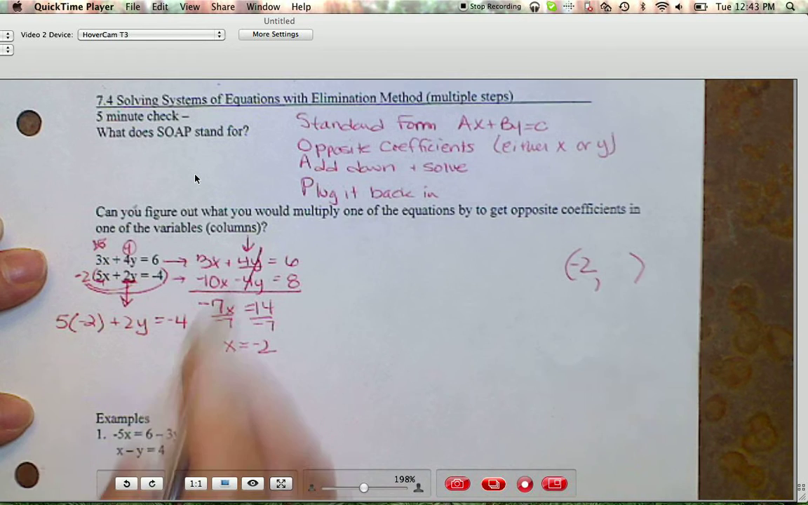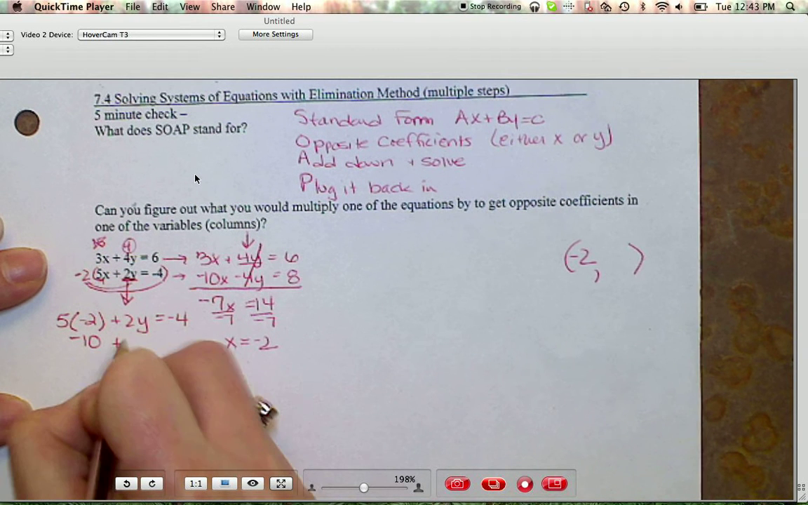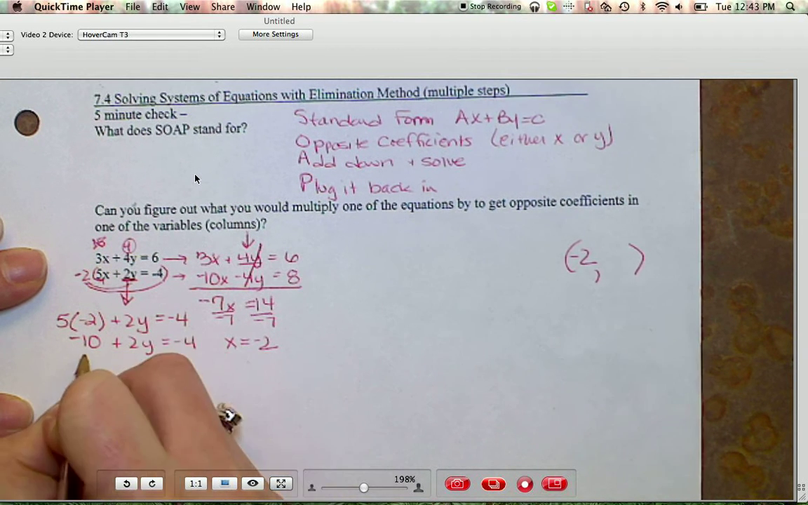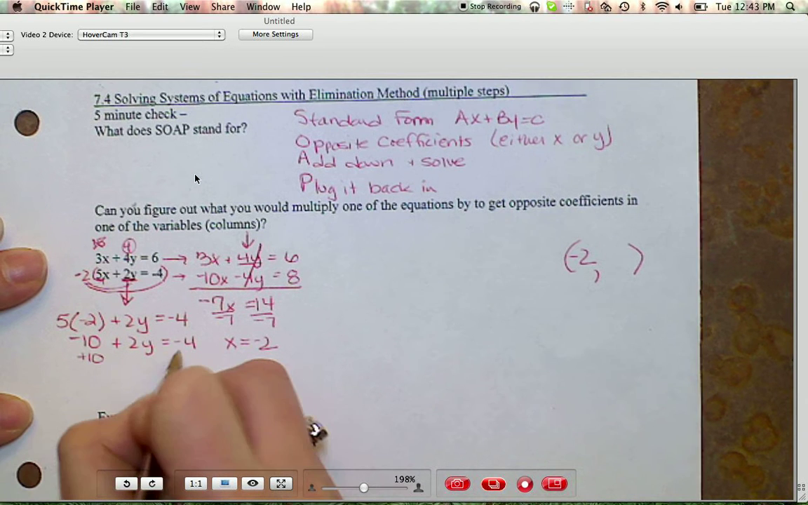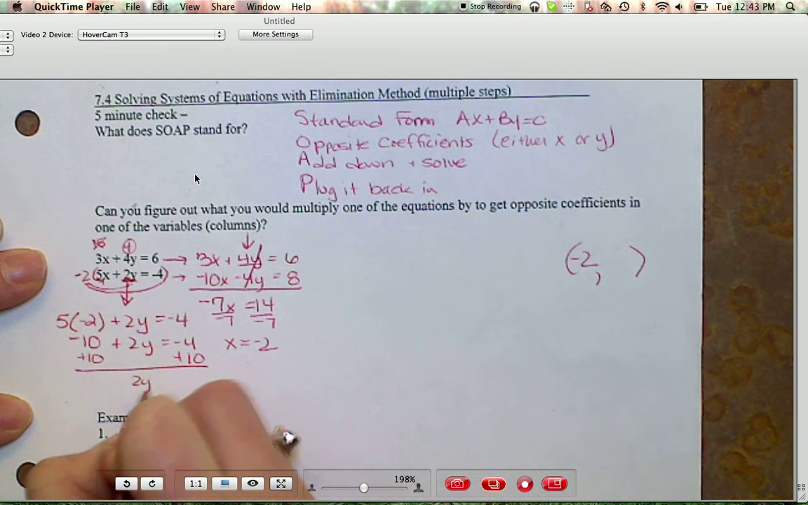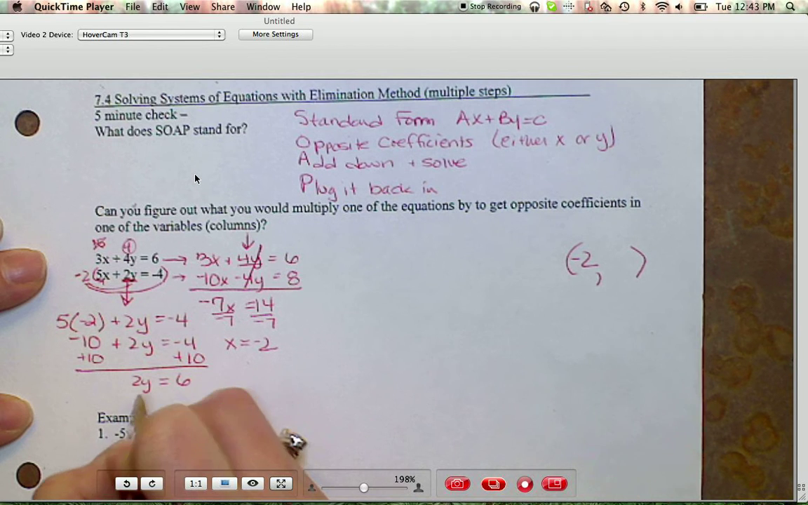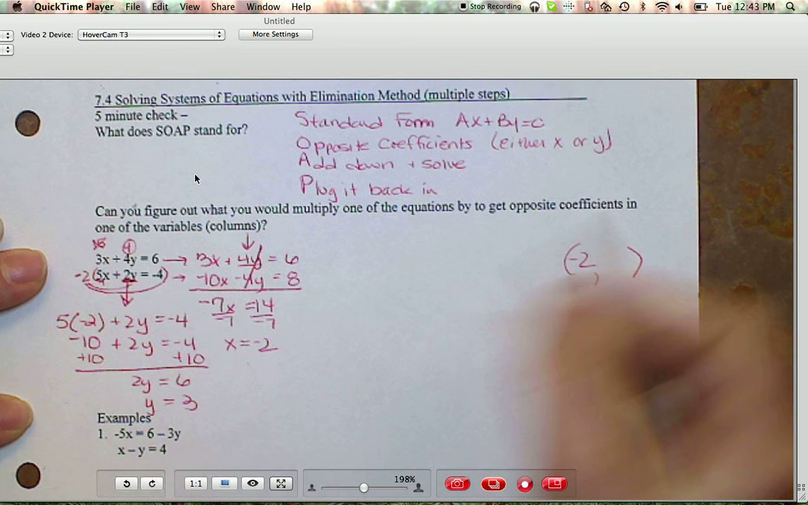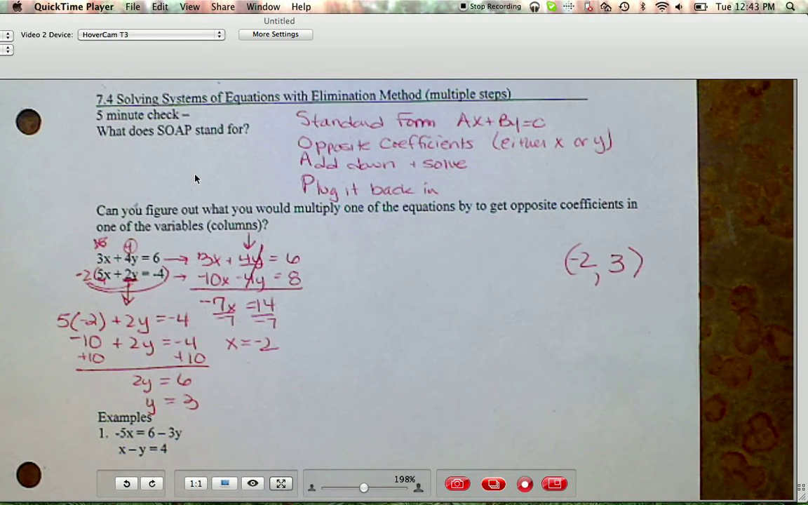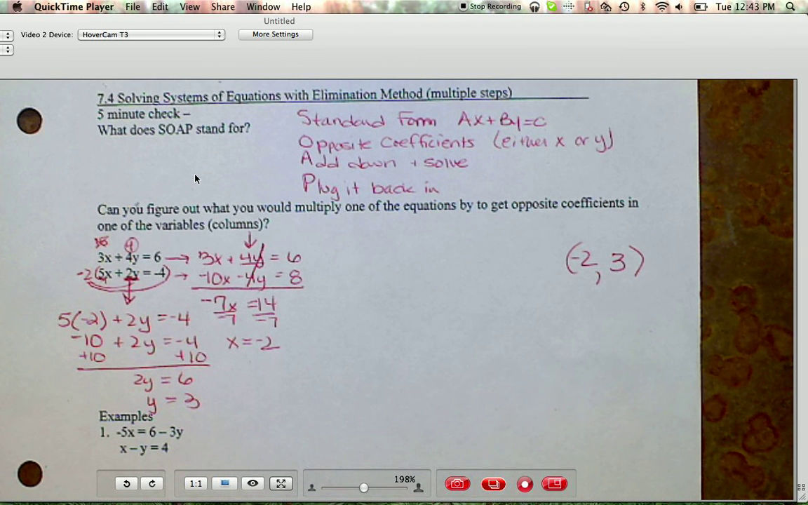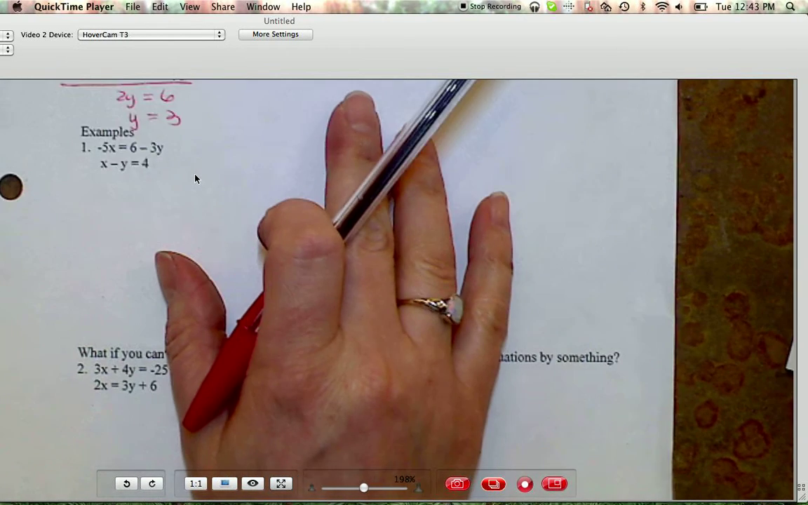And now we're going to solve for y. So this gives us -10. We need to move the 10 over by adding 10. We get 2y equals 6, and when we divide both sides by 2, we get y equals 3. So the coordinate where the two lines would intersect if we were doing graphic method would be -2, 3. All right. Moving on down, we can try another one here.